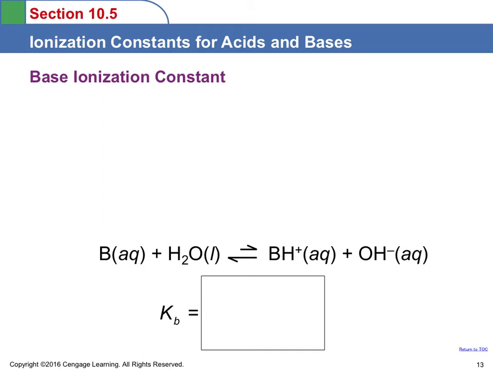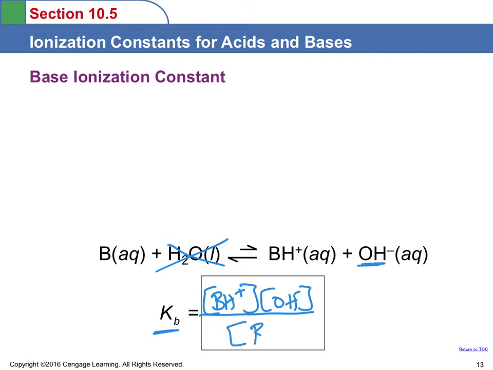We can have an equivalent ionization constant for a base. So now instead of Ka, we're looking at Kb. And we're going to do the same thing. We're going to put products over reactants. We're going to ignore liquid. So we've got BH plus times OH minus. So I know this is a base because I'm producing hydroxide, over B.